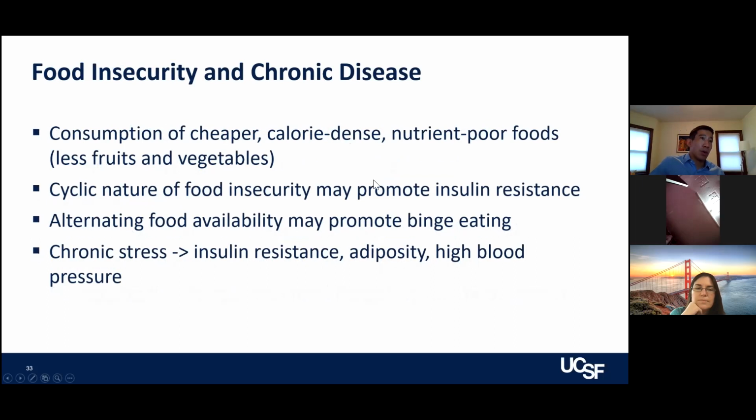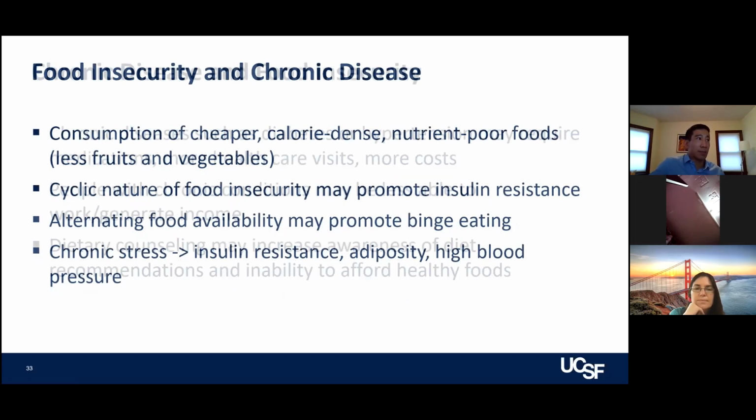Other more specific pathways could be that the cyclic nature of food insecurity can promote insulin resistance. Alternating food availability may promote binge eating, so you overeat when you do have food, and then there are times when you don't have food. And then we had talked about chronic stress leading to insulin resistance, high blood pressure, and higher adiposity.